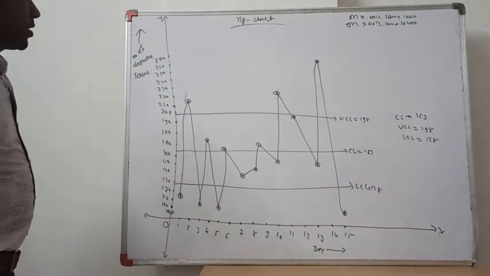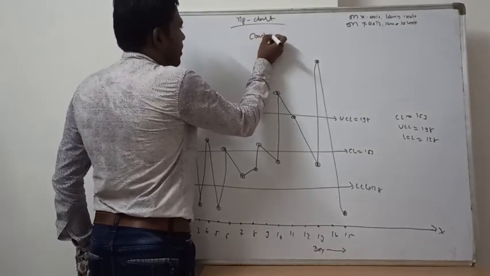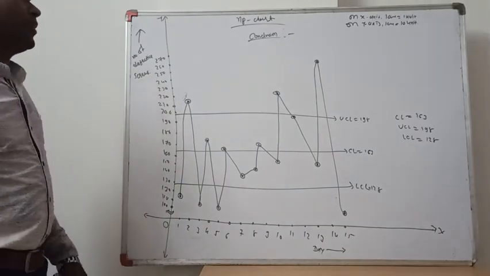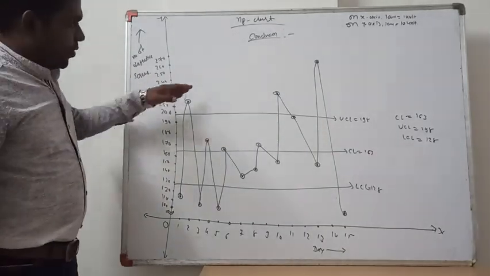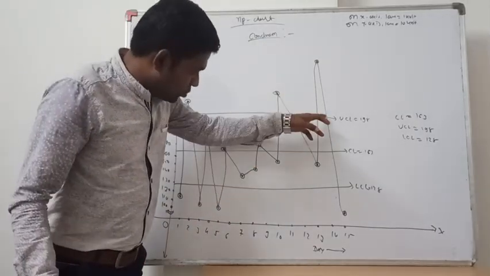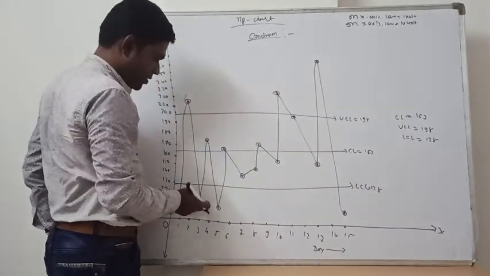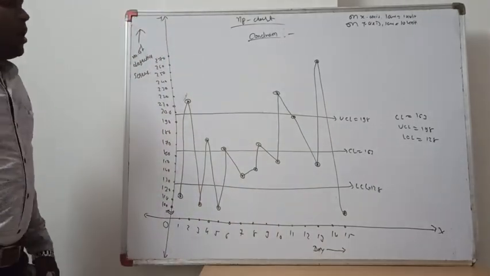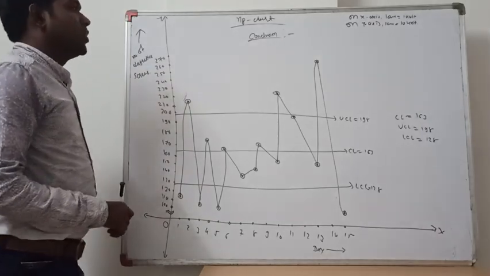Now from this graph we have to write down what? Conclusion. At the end, what do you have to write here? Conclusion. You have to write it on the facing page, not on the graph paper. What is the conclusion? Over here we see the points are not between the UCL as well as LCL. This point, this point, this point, this. Over here many points are falling out of the control limits. That's why the process is not under control, right?